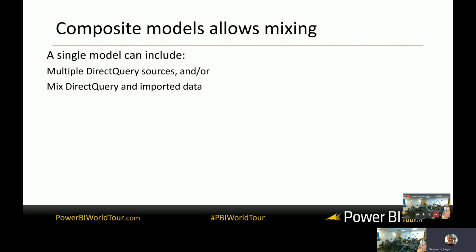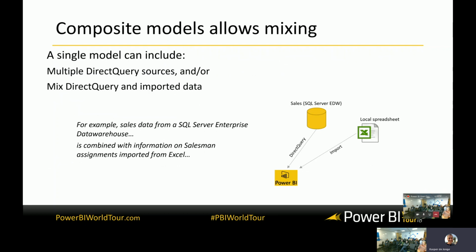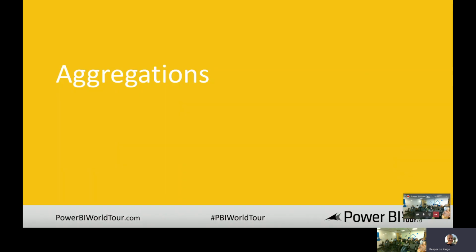For example, the initial thing that we released is something called composite models. So it allows mixing of data. So a single DirectQuery model can include multiple DirectQuery sources or a mix of DirectQuery and import data. So for example, you have something like this. Sales data comes from the SQL EDW. You can combine the information on data from an Excel spreadsheet, and the targets come from an Oracle database. And all of this you can bring together into a single Power BI experience, a single Power BI report. This is called composite models. And I'll show you more about this in a second.